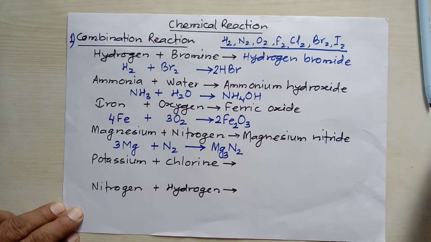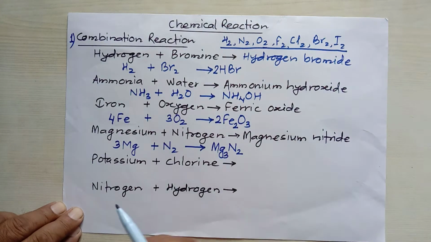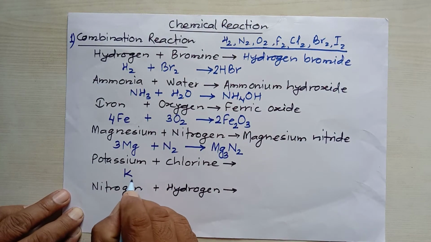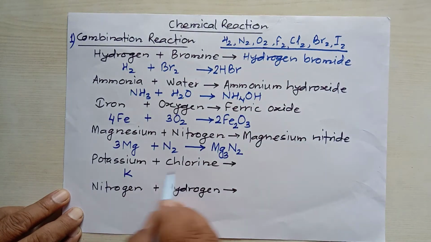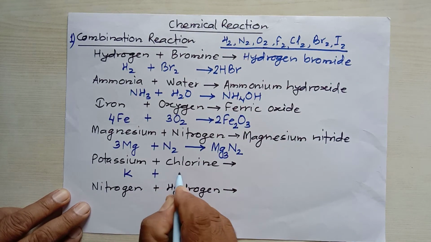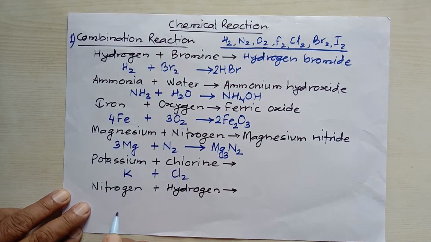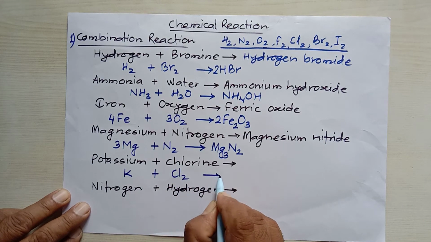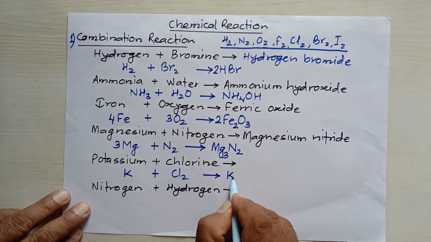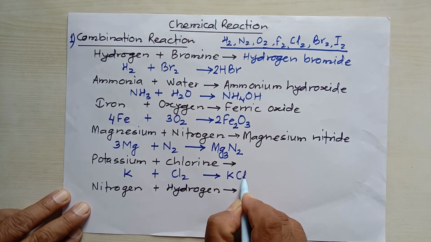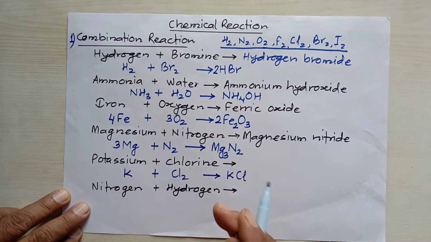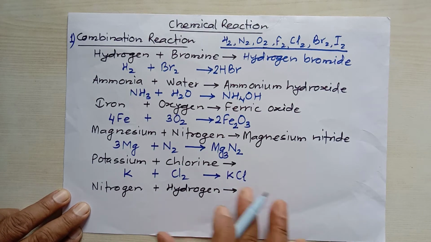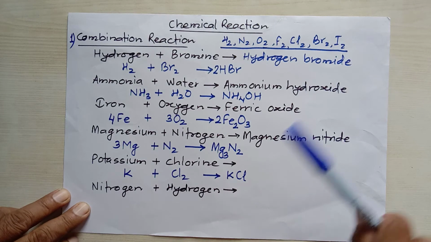Now let's talk about potassium plus chlorine. Potassium, its symbol is K. Why are we not writing 2? It's very simple. We write 2 only for diatomic elements. Potassium is not diatomic, so we don't write 2. Chlorine, Cl2, is diatomic. When they combine, we write potassium K, and chlorine, when it combines, becomes chloride. Now we exchange the valency. Potassium 1, chlorine 1, equal valency, no exchange. That's why this is the correct molecular formula of potassium chloride.